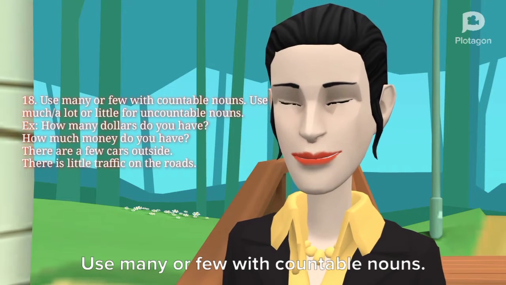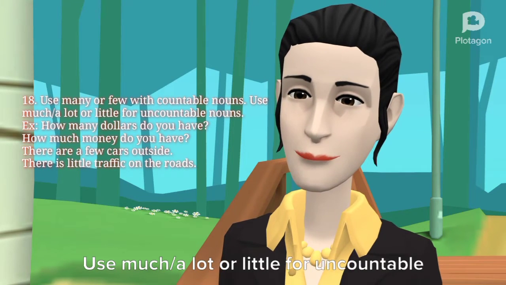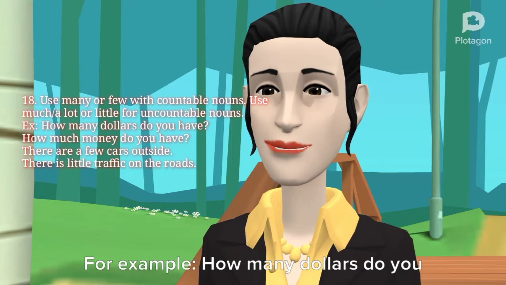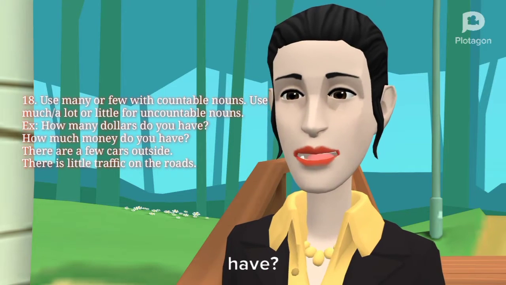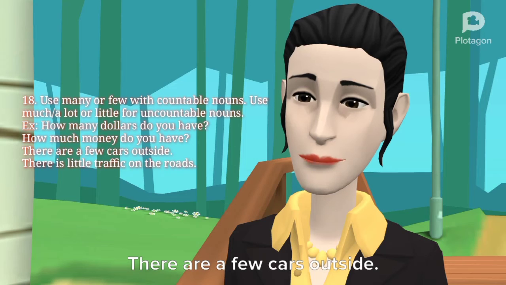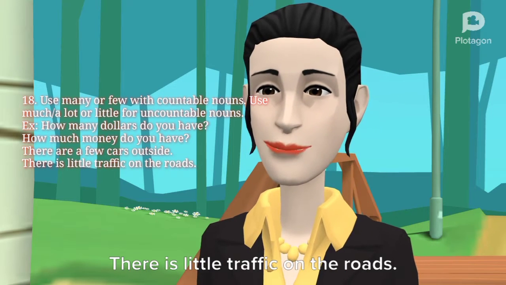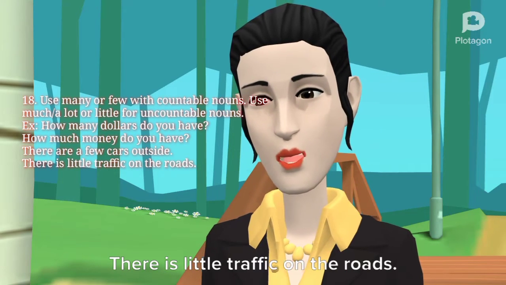18. Use many or few with countable nouns. Use much, a lot or little for uncountable nouns. For example, how many dollars do you have? How much money do you have? There are a few cars outside. There is little traffic on the roads.